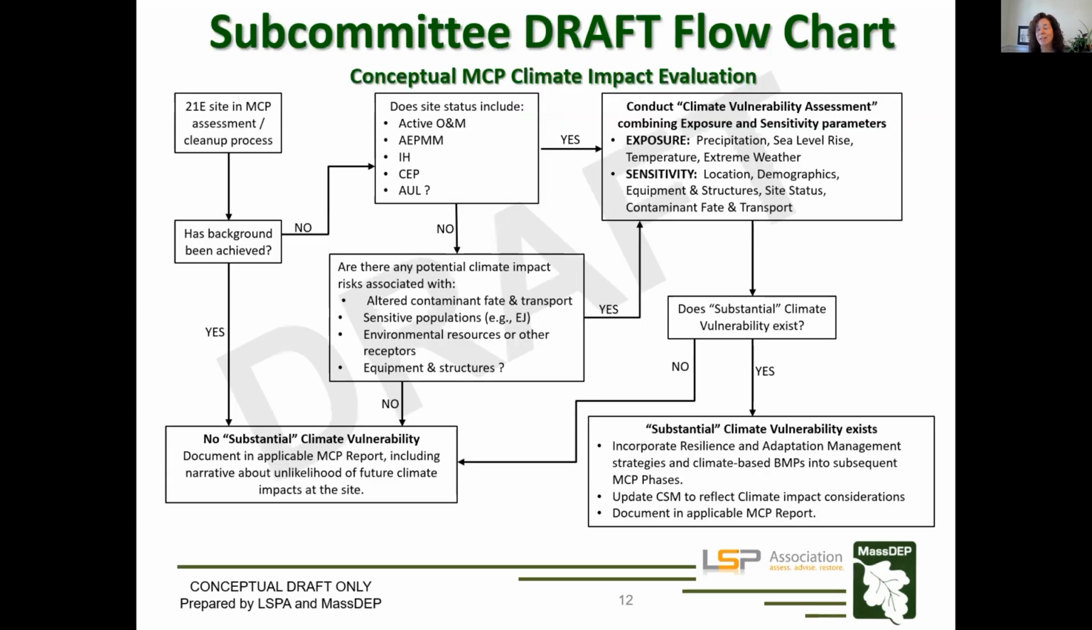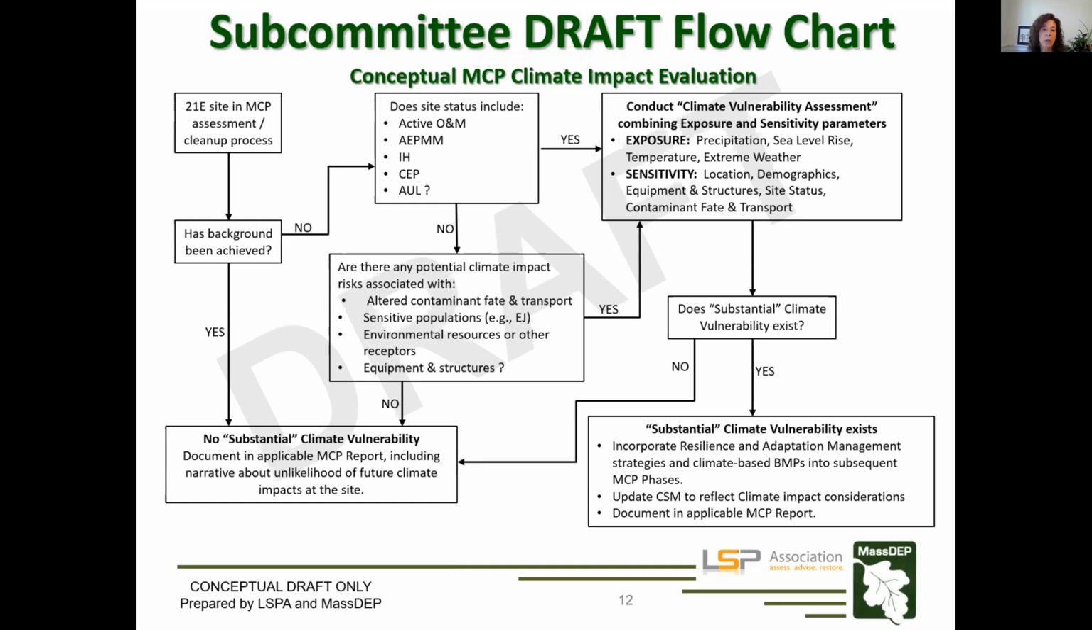So that was the simple slide, and here's the complex slide. This is not a new flow chart. This is a similar flow chart with a few tweaks to what Ken presented back in January. But all I'd like to highlight here are a few things. If you look on the left side where it says 21E site assessment in MCP, and then you have the pathway down to has background been achieved, yes, and then no substantial climate vulnerability, no further action. So there's the simple site.